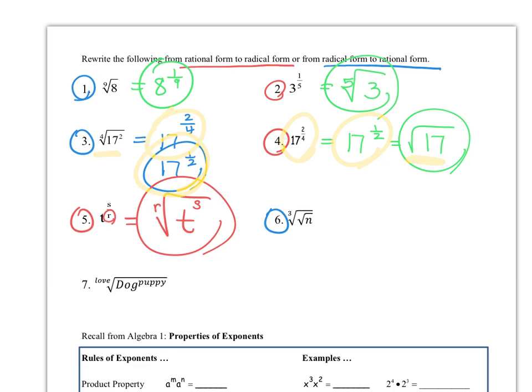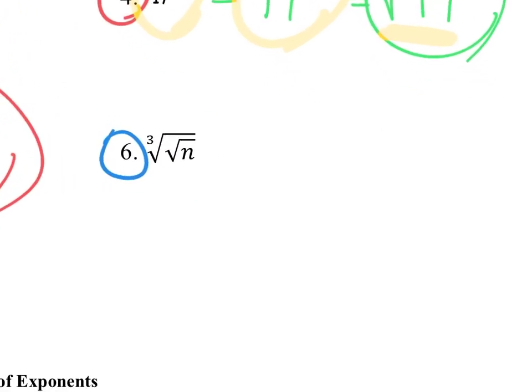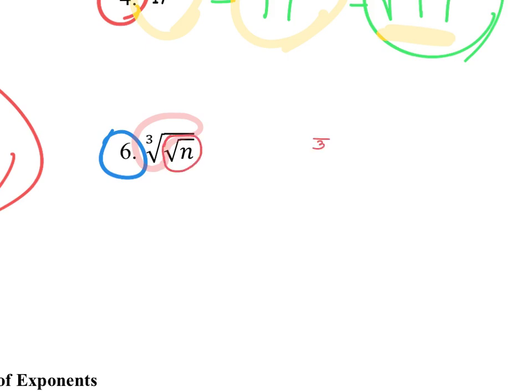Okay, so now let's look at this next one, number 6. So this is a little bit different. There's 2 radicals, okay? And that's okay. Do not freak out. So let's look at this outside one first, okay? That is the cube root. So that means our exponent is going to be over 3. And what we have underneath is the square root of n. We have no exponent here, so it's just the square root of n to the 1/3 power, okay?